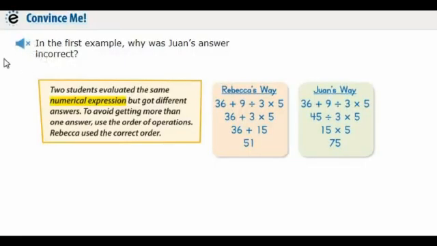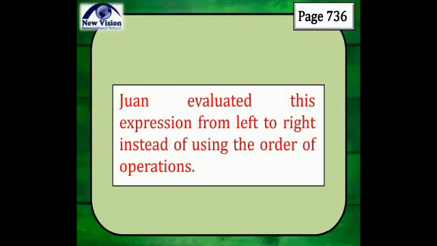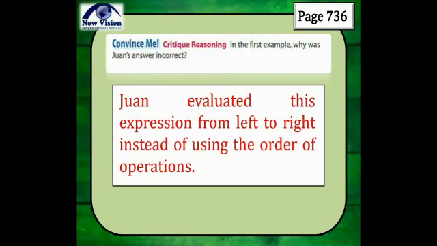In the first example, why was Juan's answer incorrect? Okay, convince me. The answer is, Juan evaluated this expression from left to right instead of using the order of operations.